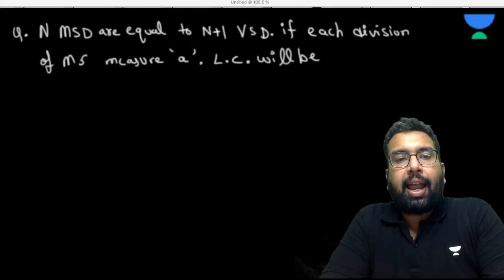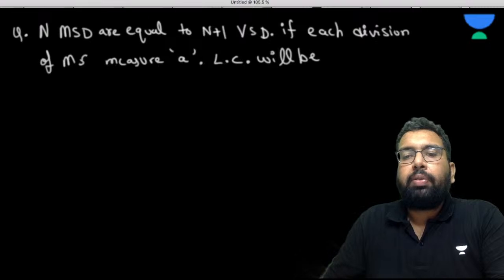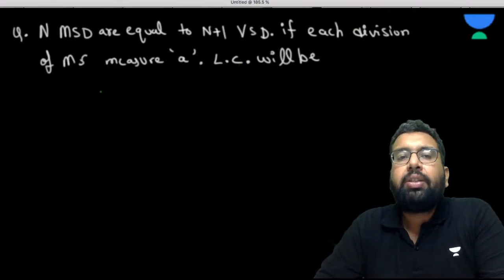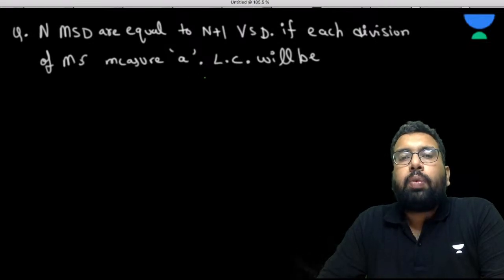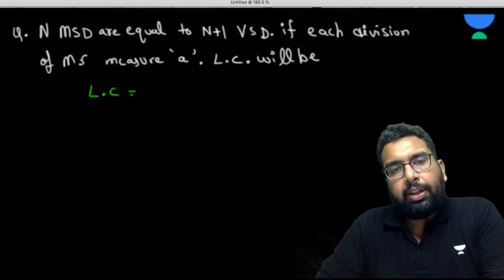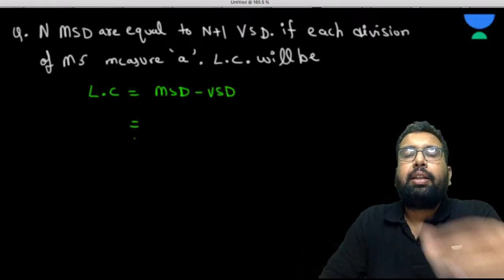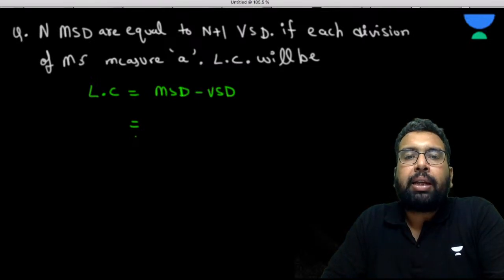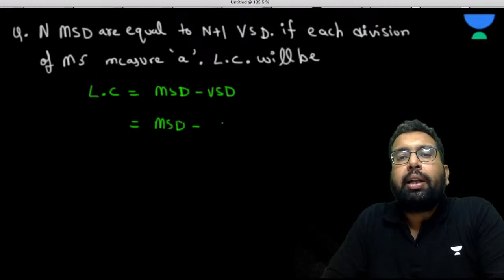Okay, so it says n main scale divisions are equal to n plus 1 Vernier scale divisions. If each division of main scale measures A, the least count will be? So we want to find the least count here. Sir, we know the least count is main scale division minus Vernier scale division, right? So can I write it like this: main scale division minus Vernier scale division.